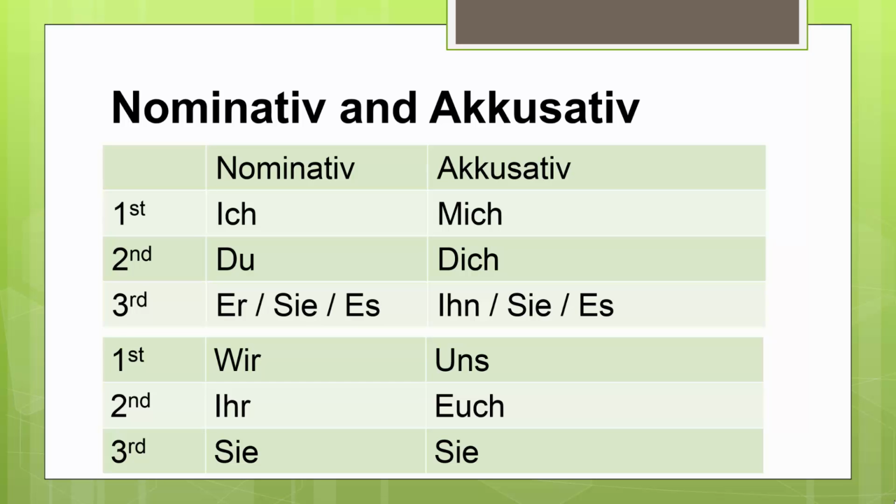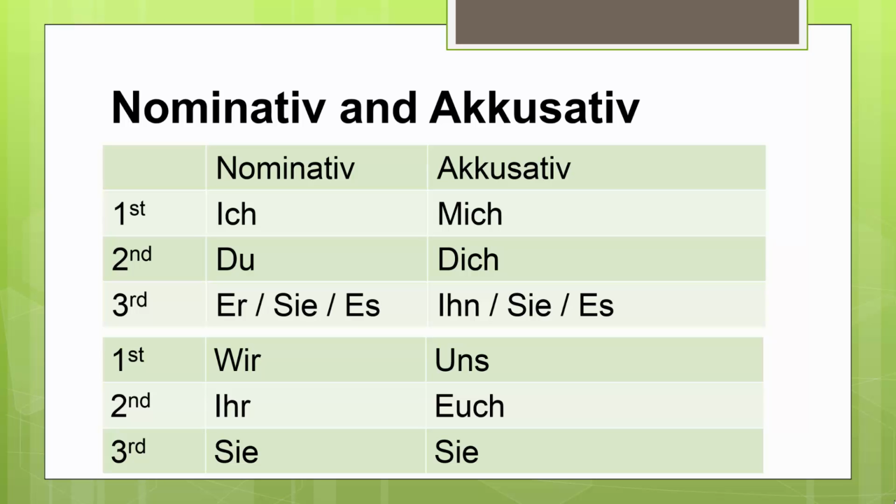Ich changes to mich. Du changes to dich. Er to ihn. Sie doesn't change, and es doesn't change either. Wir changes to uns. Ihr changes to euch, and sie is the same in the nominative and in the accusative.